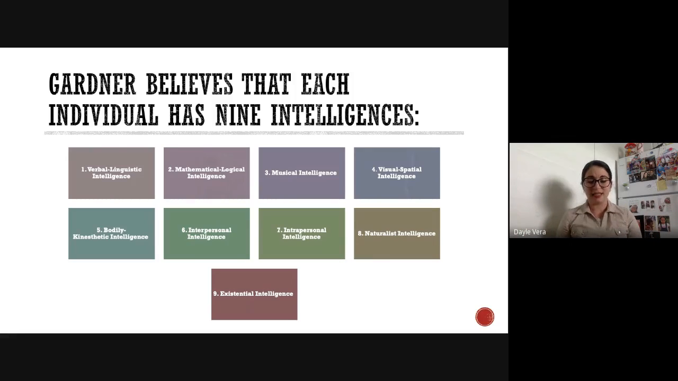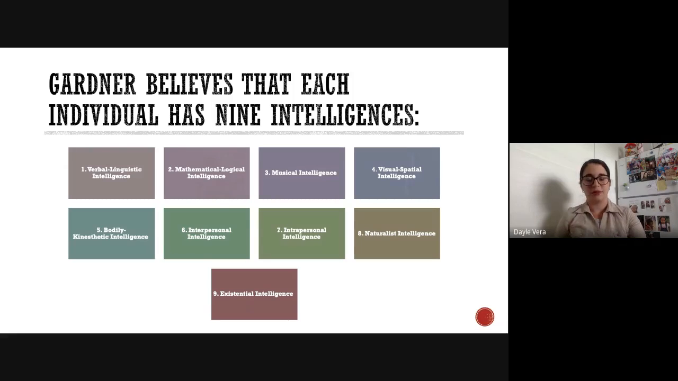Now, number 6 is the interpersonal intelligence, and this is the type of intelligence that has to do with empathy. This is how you respond to people's reactions, to people's moods, what are your motivations and your desires, and how you implement them. Number 7 would be intrapersonal intelligence, and this has to do with the intelligence within yourself. What do you think? Are you aware of your inner feelings, of your values, of your beliefs? How do you feel about yourself?